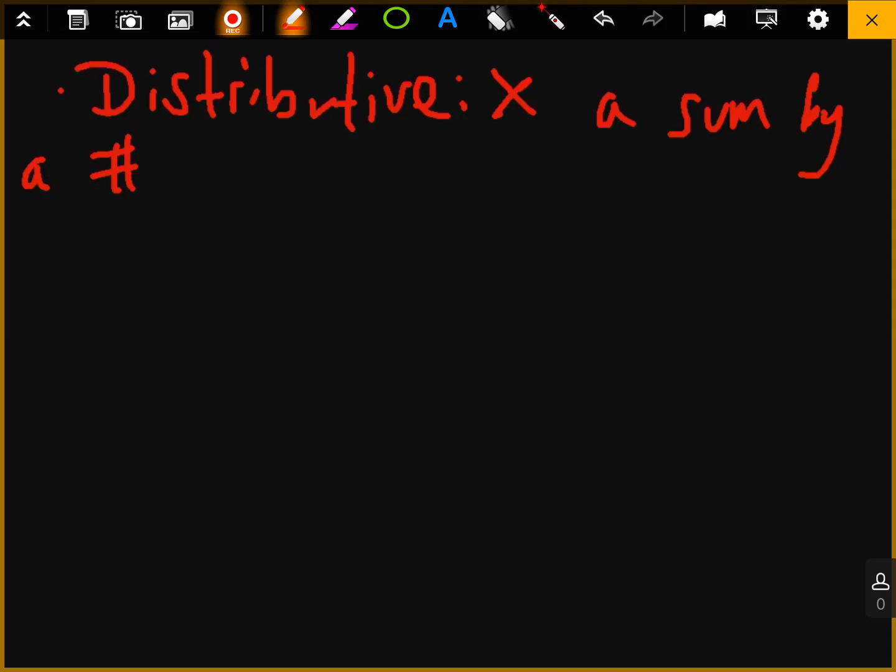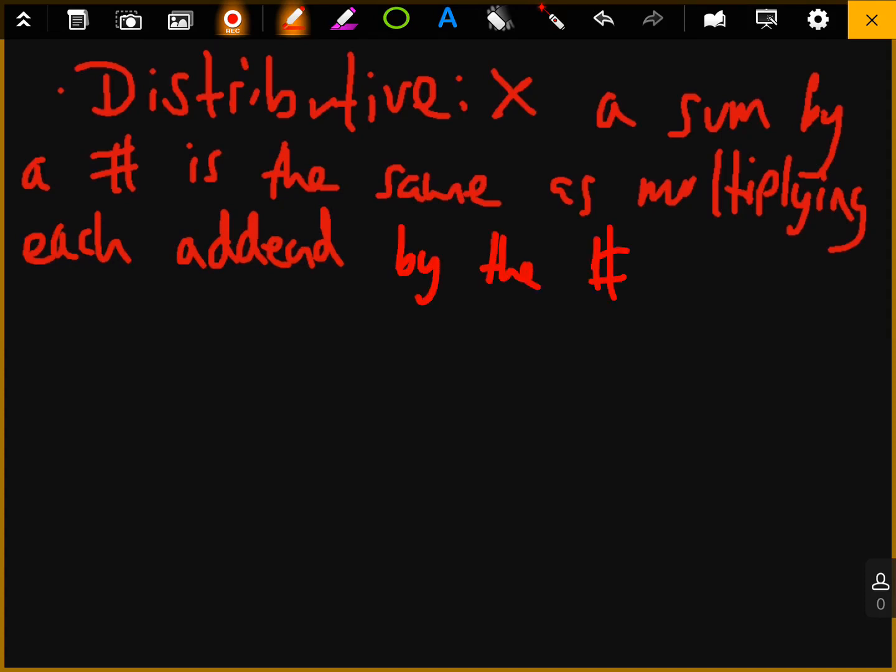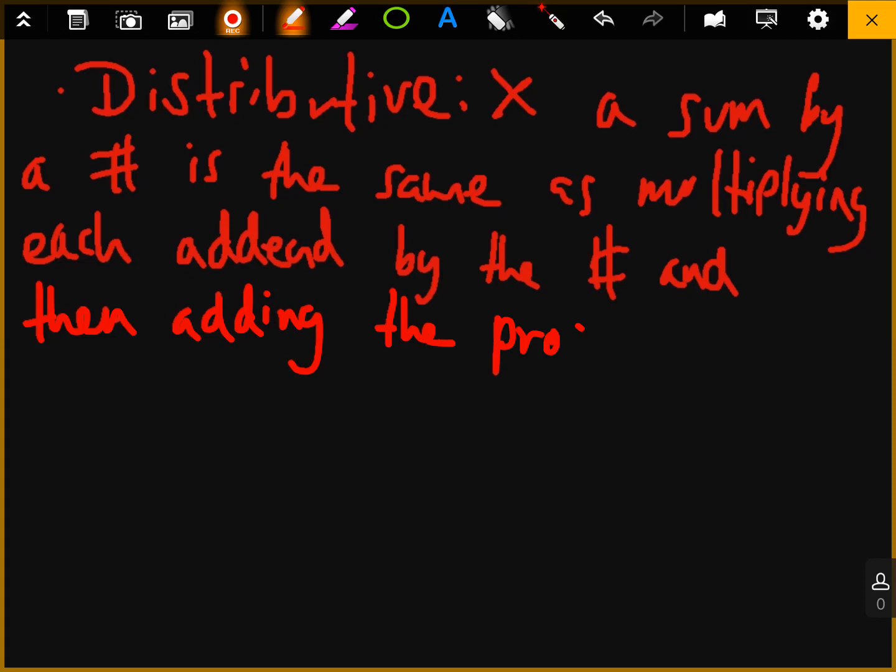Multiplying a sum by a number is the same as multiplying each addend, the numbers that you've added, each addend by that number, and then adding the products. So what I mean by that, here's the example. The best way to show you is just giving you an example.